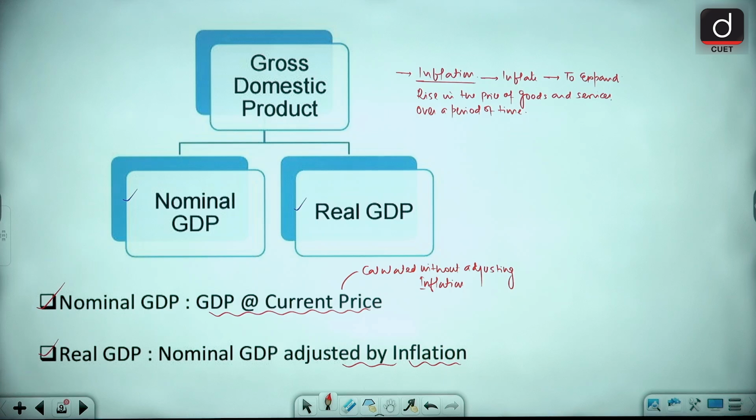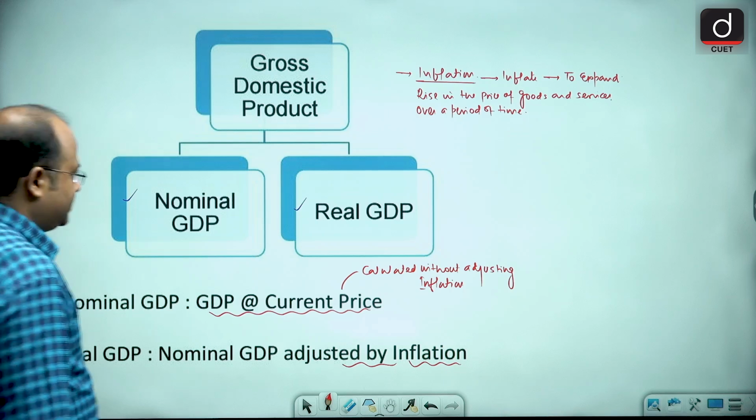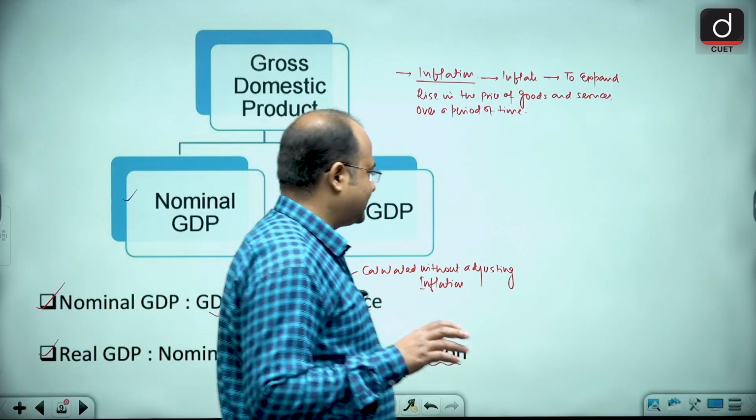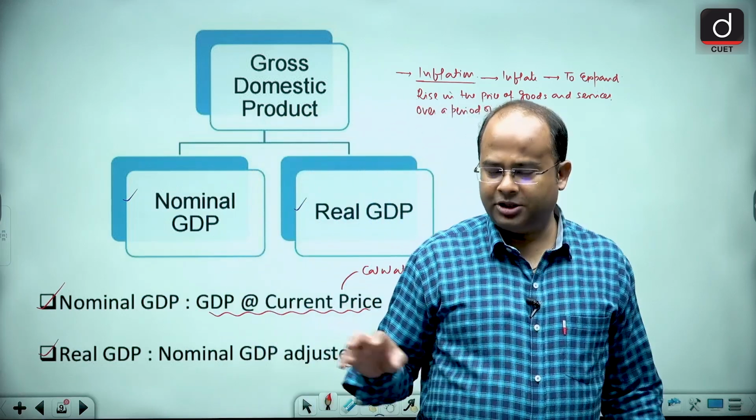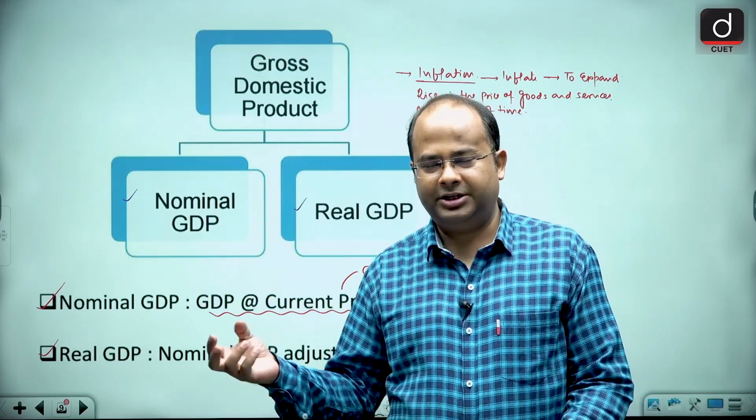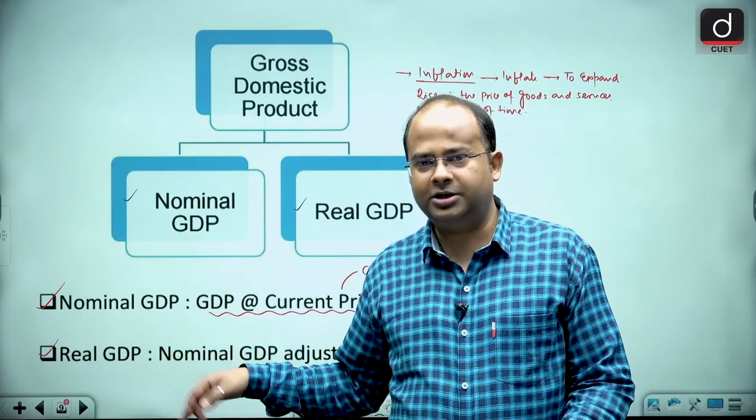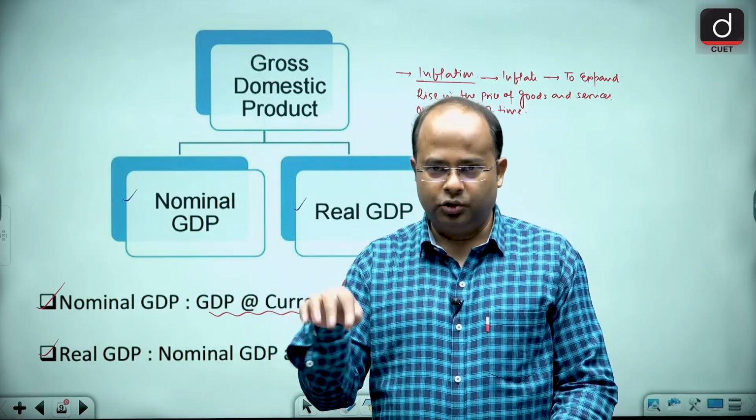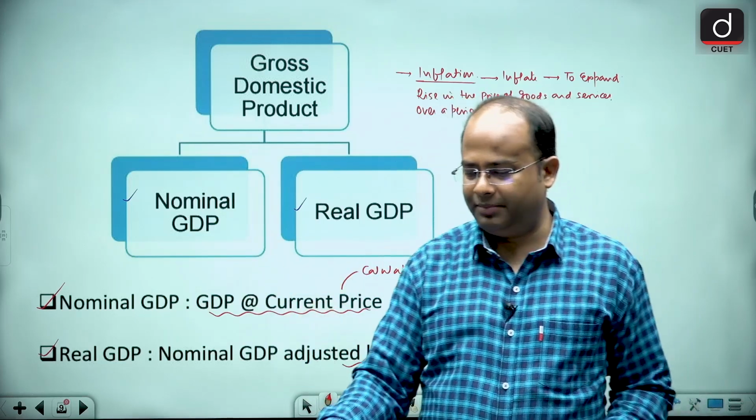I hope, guys, that is clear to all of you? So nominal GDP is the GDP at current prices, calculated without adjusting for inflation, and it is used for international markets. When you compare GDP in the international market, nominal GDP is used, and real GDP is used for calculation on a day-to-day basis.